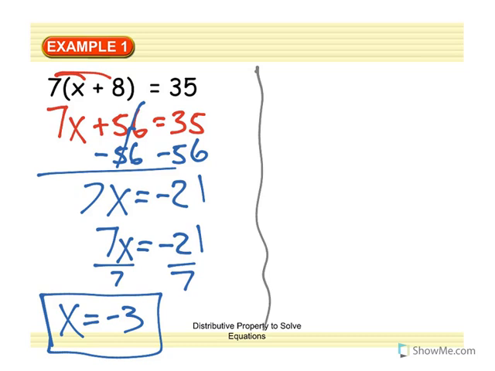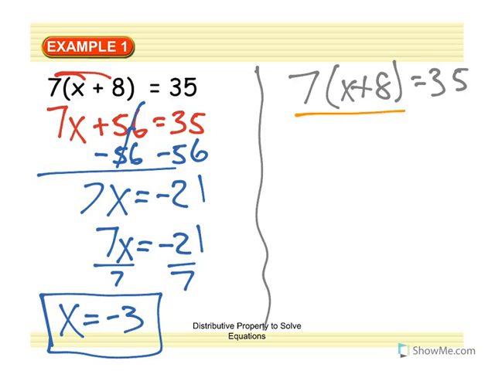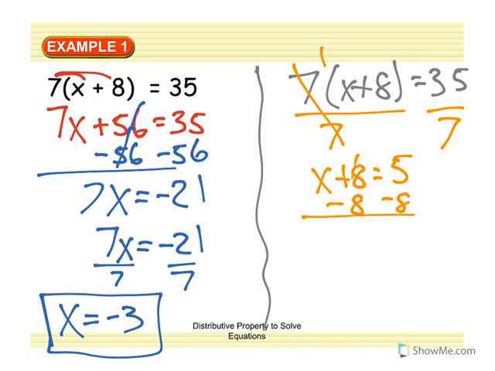Now, I'm sure there's somebody out there that's going to say, well, can't we divide both sides by the 7? And I'm going to say, absolutely. So this is not our preferred method. This is another method that we could use. So if I've got 7 groups of x plus 8 divided by 7, 7 divided by 7 is really 1. So this is 1 group of x plus 8. And 35 divided by 7 is 5. So now it's a one-step equation. So I get x is equal to negative 3.